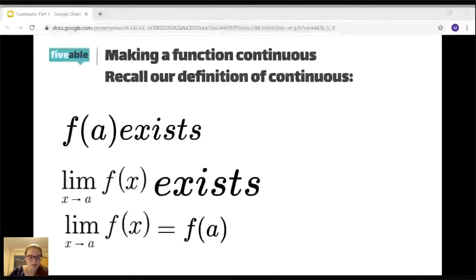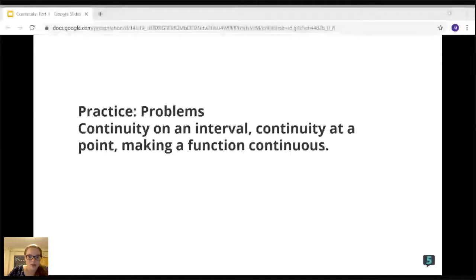Okay, so now we're going to move into practice problems. So these are something that you might see on the AP test, the problems I'm about to show you. We're going to start by looking at if a function is continuous on an interval. So we were just talking about domain. And so if the interval is within our domain, we're looking at a continuous function. Then we're going to talk about if it's continuous at a specific point. In both cases, we're using our definition. And then we're going to talk about how to find values that make a function continuous.